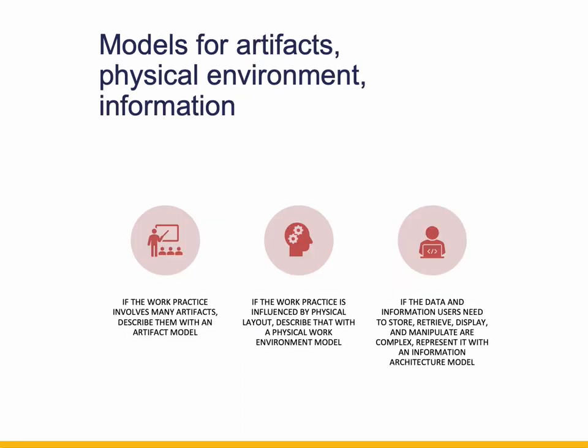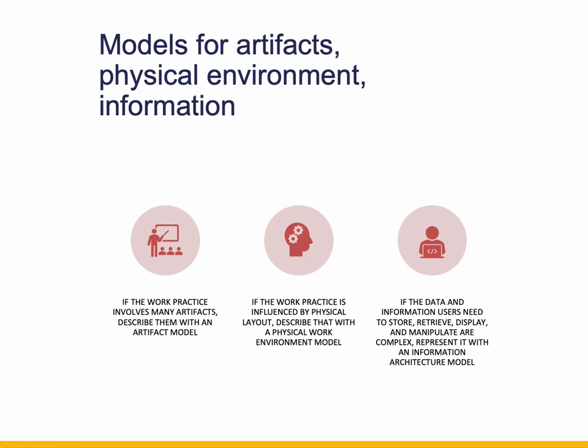Now, let's talk about if our research data has artifacts, physical environment information, or just random information in general. Those models are something that needs to be not only organized, but categorized. So if the work practice involves many artifacts, describe them with an artifact model. This is one of the many models we'll talk about this week. If the work practice is influenced by physical layout, describe that with a physical work environment model.